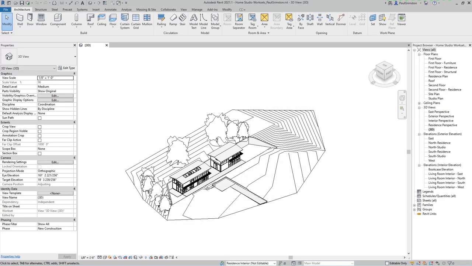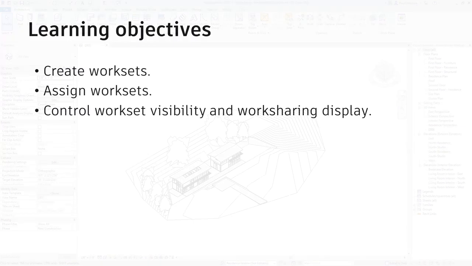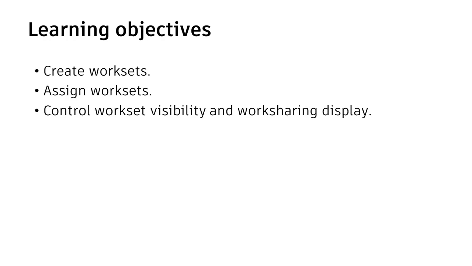So that ends this video, and to recap, in this video we've seen how to create worksets and assign objects to those worksets. We've seen how to control the visibility of worksets both globally and within individual views. And we've also shown how to use the worksharing display to help manage worksets.